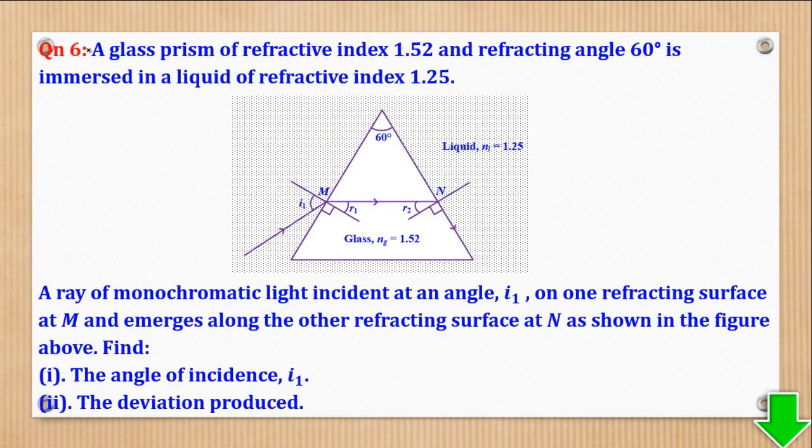Then question 6 says, a glass prism of refractive index 1.52 and refracting angle 60 degrees is immersed in a liquid of refractive index 1.25. A ray of monochromatic light is incident at an angle I on one refracting face at M, and emerges along the other refracting surface at N as shown in the figure above. Find Roman 1, the angle of incidence I1, and Roman 2, the deviation produced.